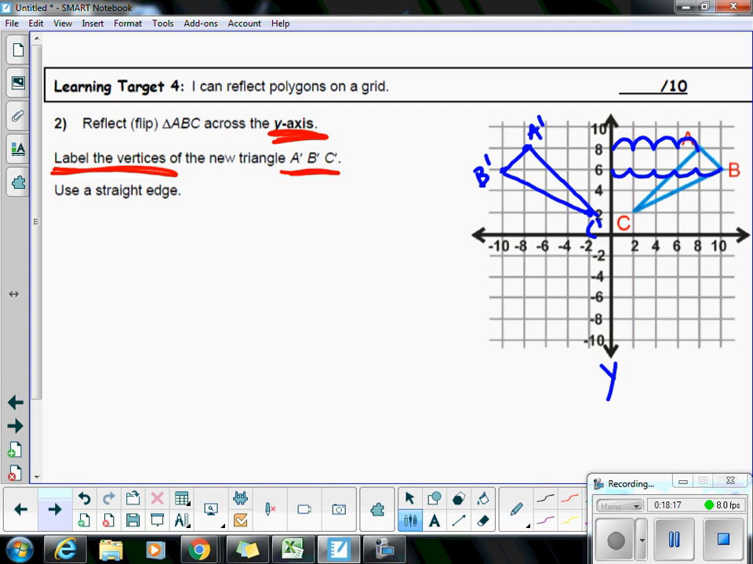And that's it. But I labeled all my points. I made sure to show some work by showing how many I'm counting. I labeled my y-axis. I labeled all my vertices. Make sure there's that prime symbol there. But that's it.